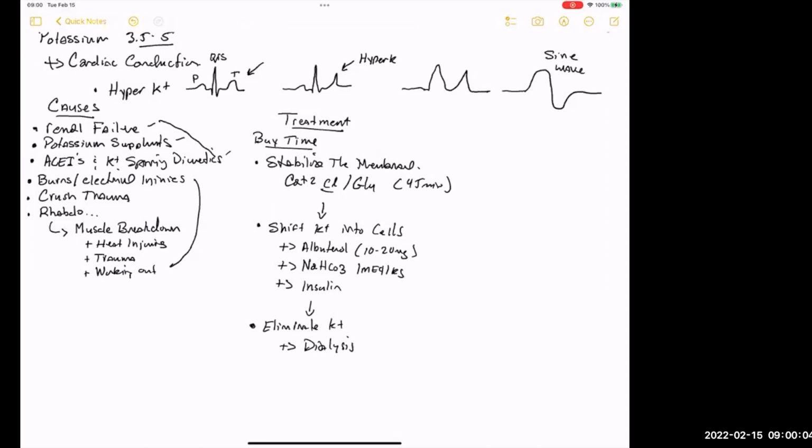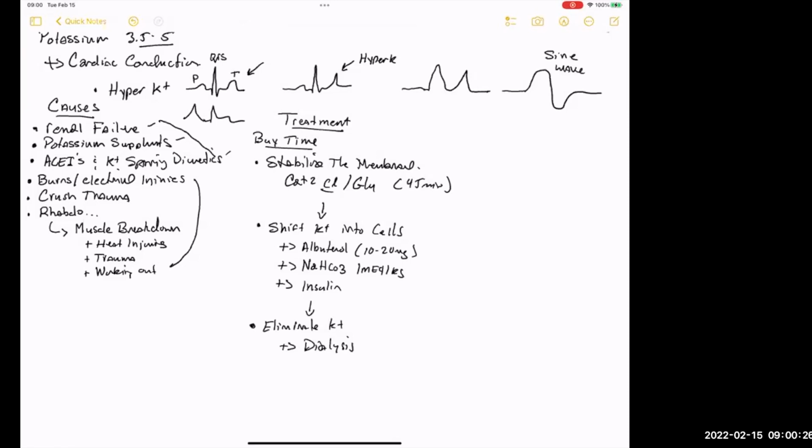Hypokalemia tends to present a little differently. As far as the ECG goes, what happens is you kind of have the opposite. You have tall peaked P waves with depressed T waves.